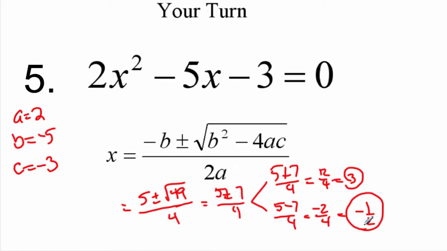So hopefully you got 3 and negative 1/2. If you got negative 0.5, that's fine. That's the same thing as negative 1/2. So we should be good now at solving quadratic equations with the quadratic formula.